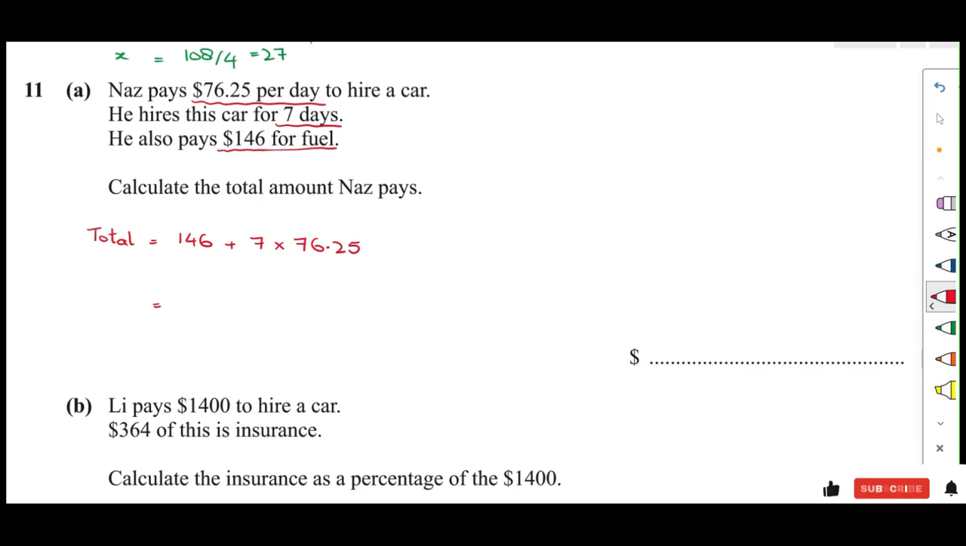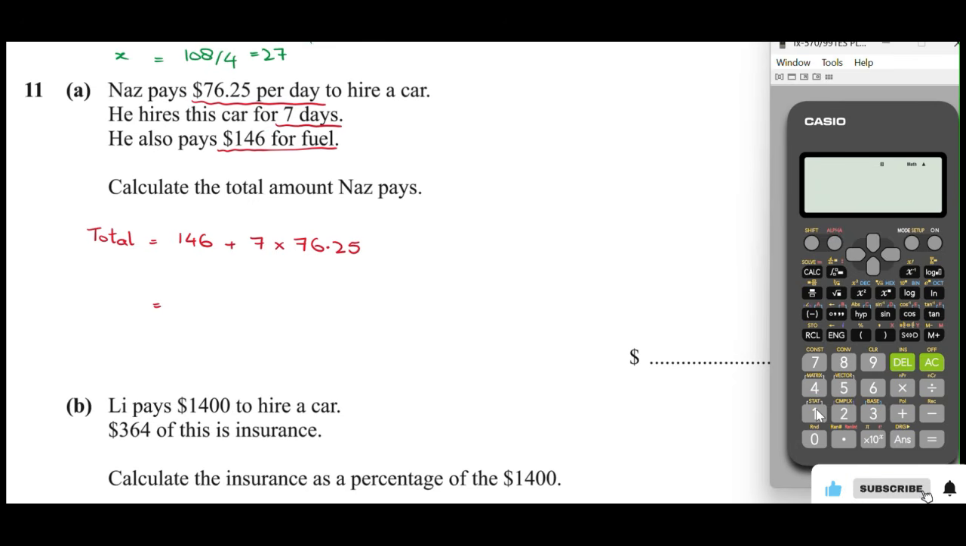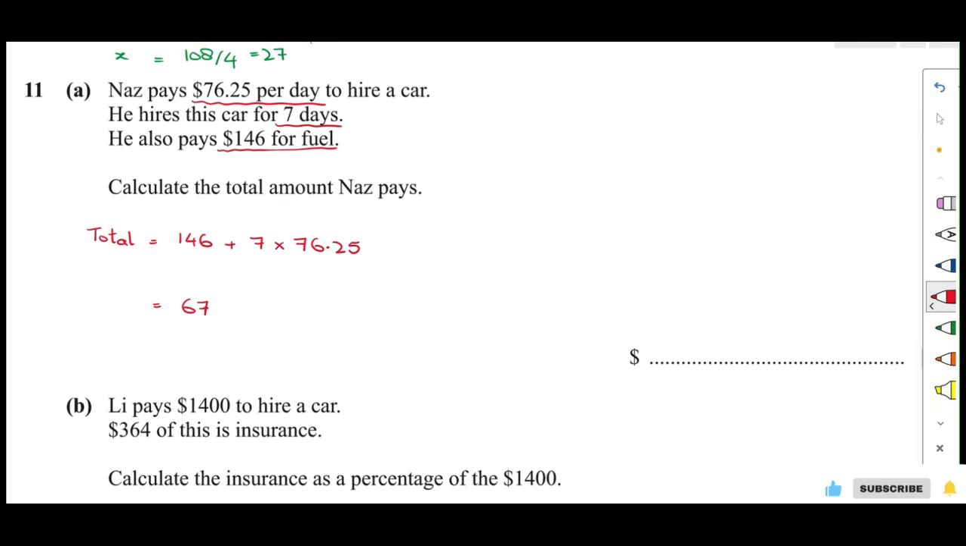Right, use a calculator. We can say 146 plus the product of 7 and 76.25. That would be 679.75. So this much he pays in total, 679.75.